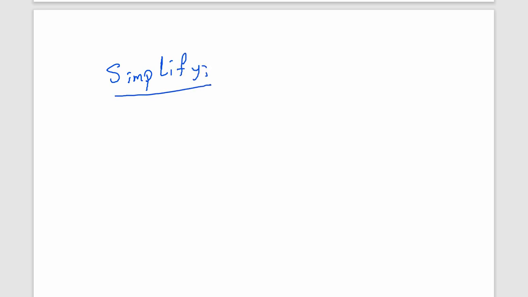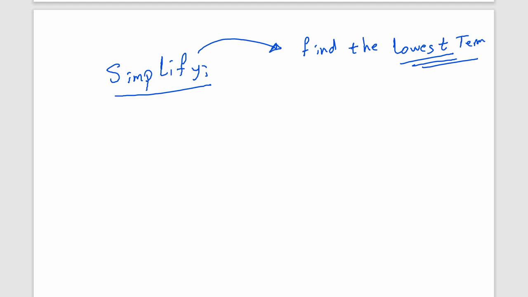Simplify means find the lowest term or the simplest form. Okay, let's see.